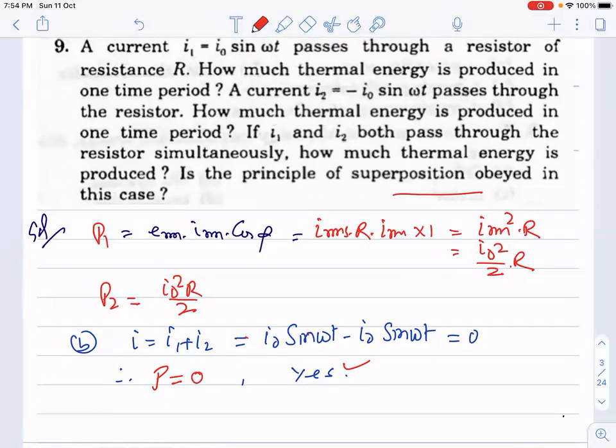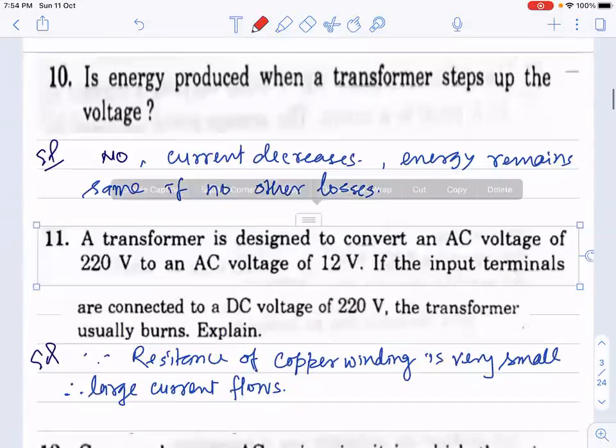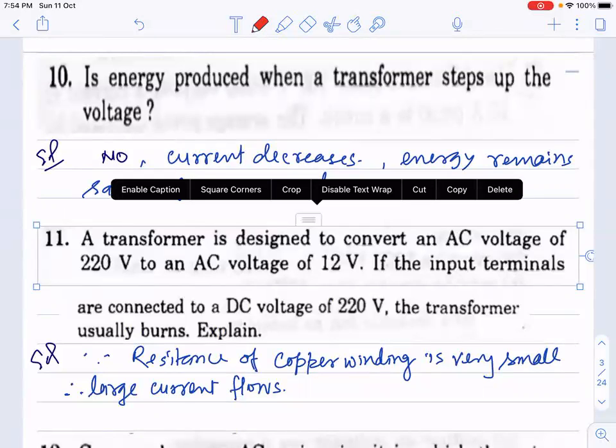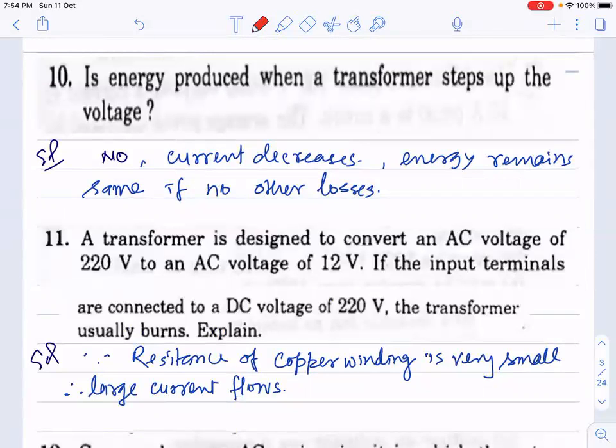All right, the 9th is done. 10th: is energy produced when the transformer steps up the voltage? No, when voltage increases, current decreases. The current decreases, energy remains the same if no other losses. We can never increase energy. We cannot produce energy. We can convert from one form of energy to another form. We cannot produce it in any case.